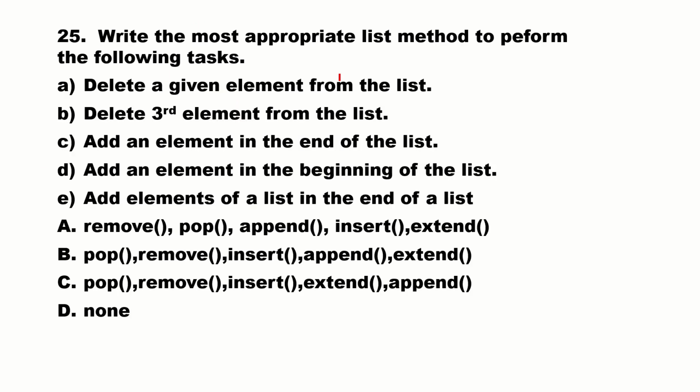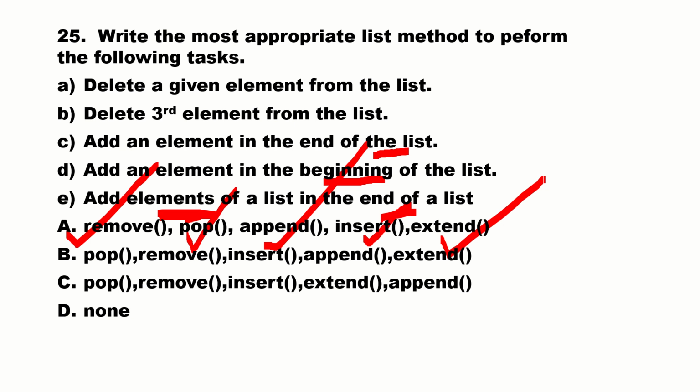Next question, which is the most appropriate list method to perform the following task? To delete a given item from the list, we use remove. To delete the third element from the list, we can use pop. This is the best option to use. Add an element at the end of the list: it will be append. Add an element at the beginning of the list: the best option is insert. Add the elements of a list at the end of the list. Here it is asking for elements, not an element. So we can use the extend function. So the correct option is option A.